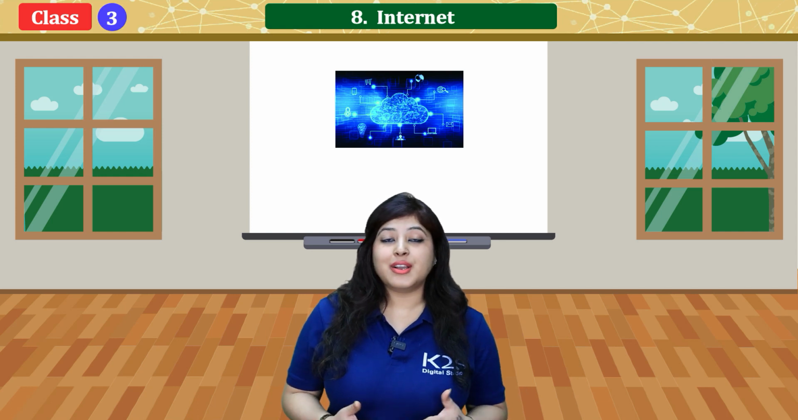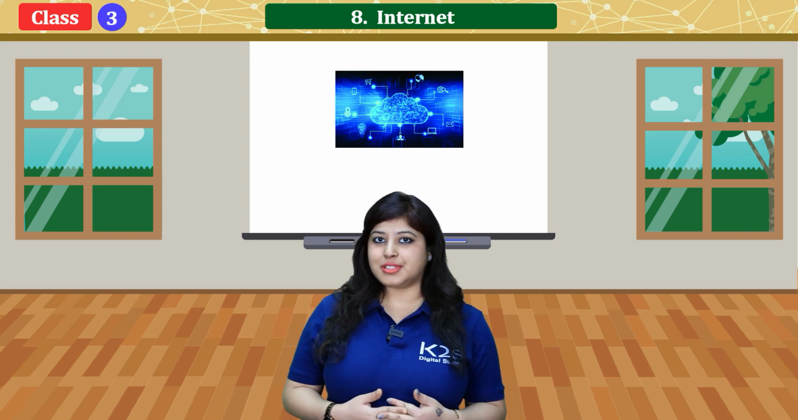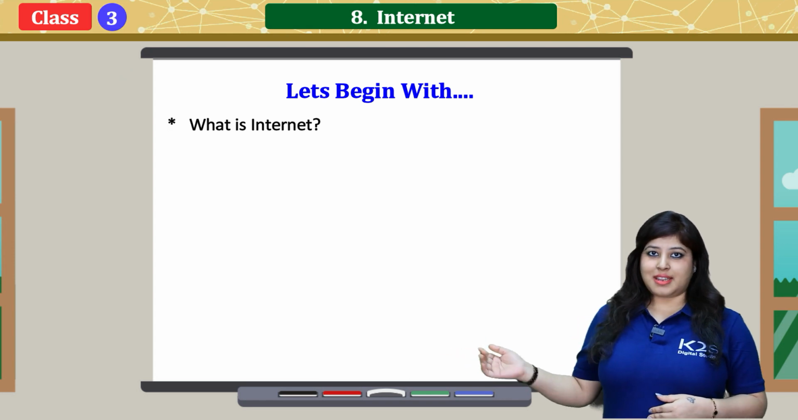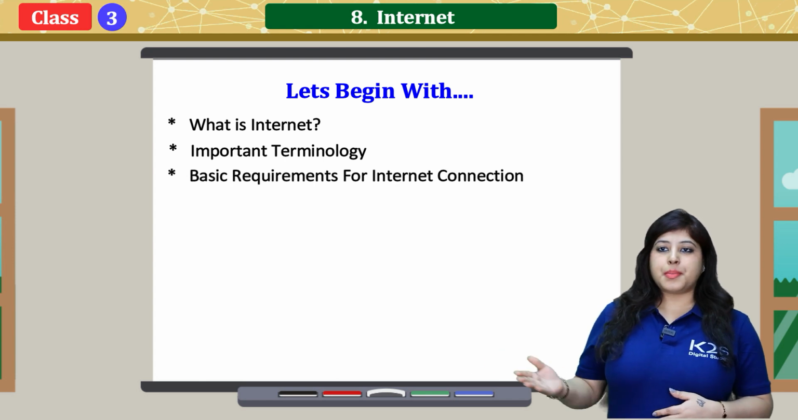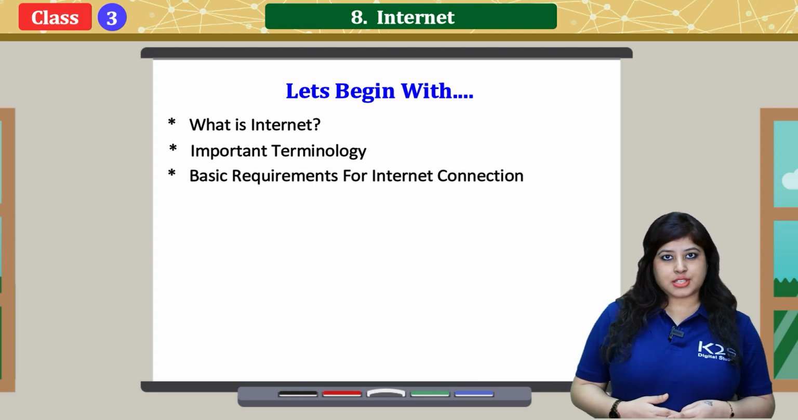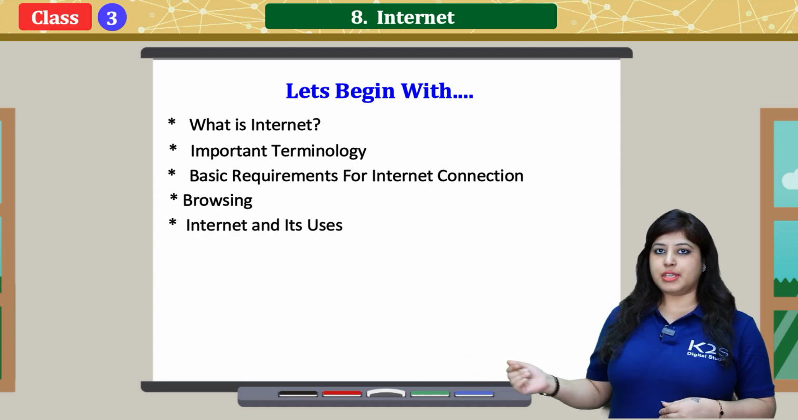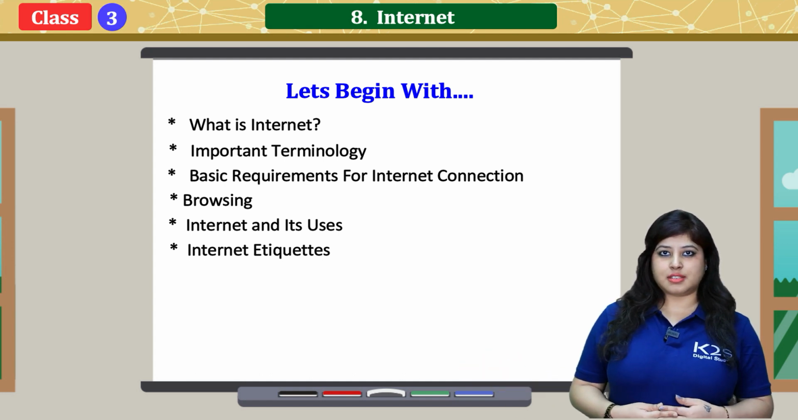Internet is basically a global network which connects lots of computers all over the world. Let's begin with what is internet? Important terminologies. Basic requirement for internet connection. Browsing. Internet and its uses. Internet etiquettes. So let's just start the chapter.